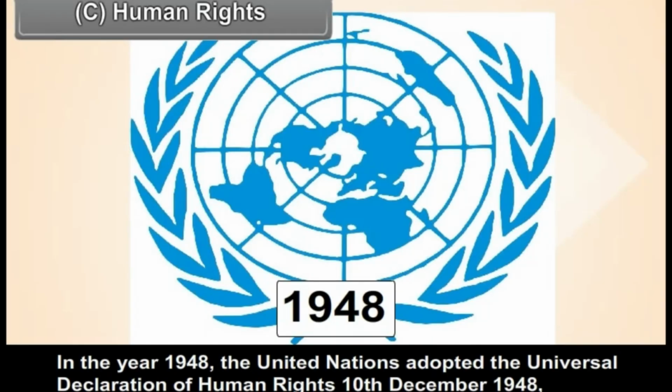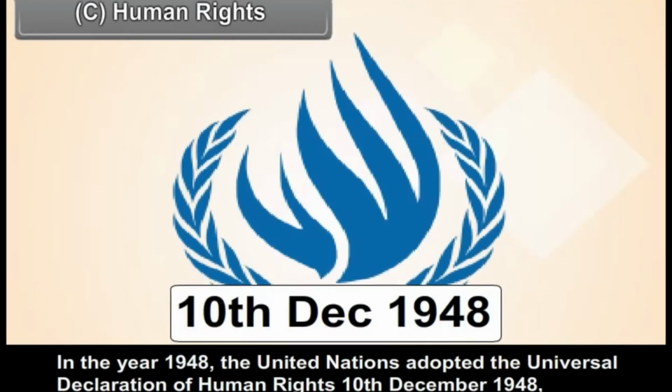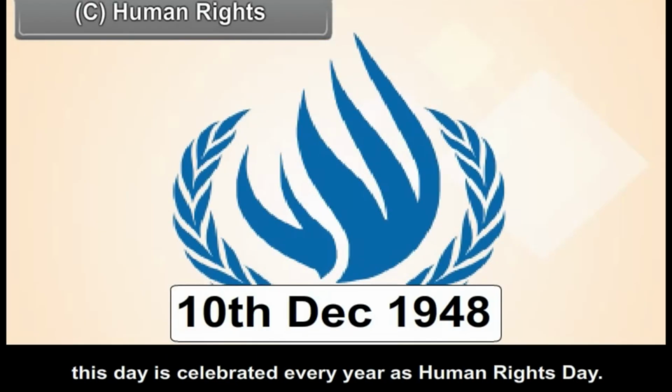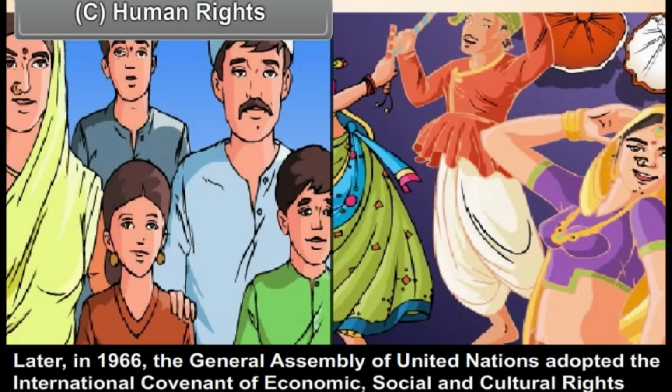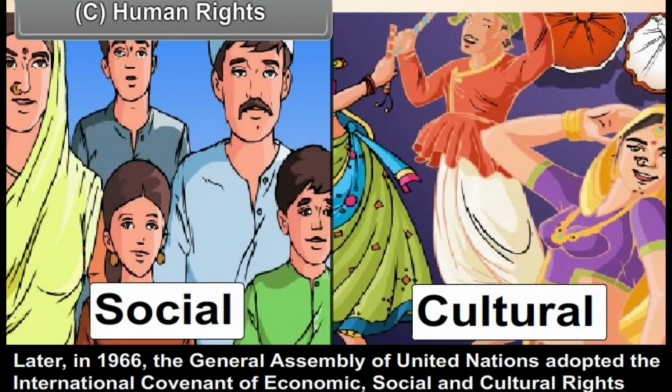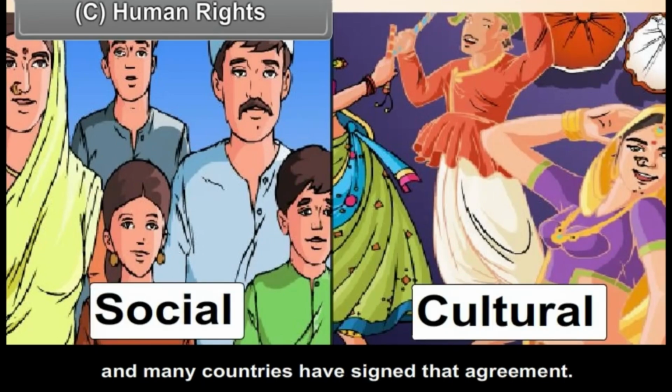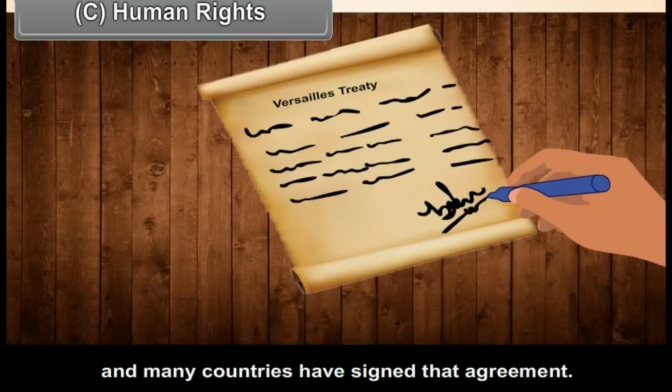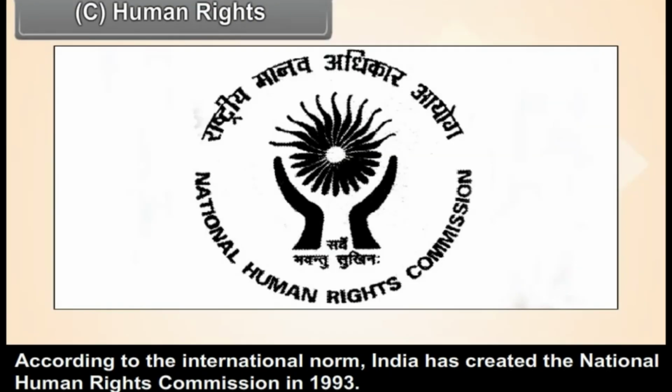In the year 1948, the United Nations adopted the Universal Declaration of Human Rights, on 10th December 1948. This day is celebrated every year as Human Rights Day. Later, in 1966, the General Assembly of the United Nations adopted the International Covenant on Economic, Social and Cultural Rights, and many countries have signed that agreement. According to the international norm, India created the National Human Rights Commission in 1993.